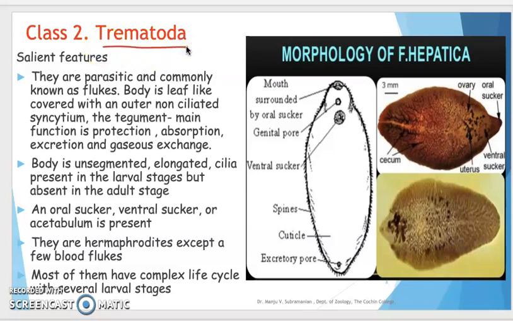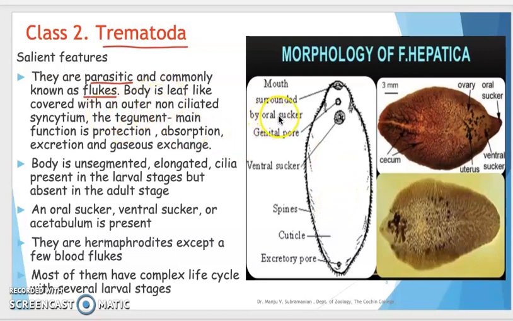When we discuss the salient features, the most important salient feature of this class Trematoda is that almost all the trematodes are parasitic, and they are commonly known as flukes. Their body is leaf-like. As you can see, Fasciola hepatica is a good example for this Trematoda, and it is leaf-like.